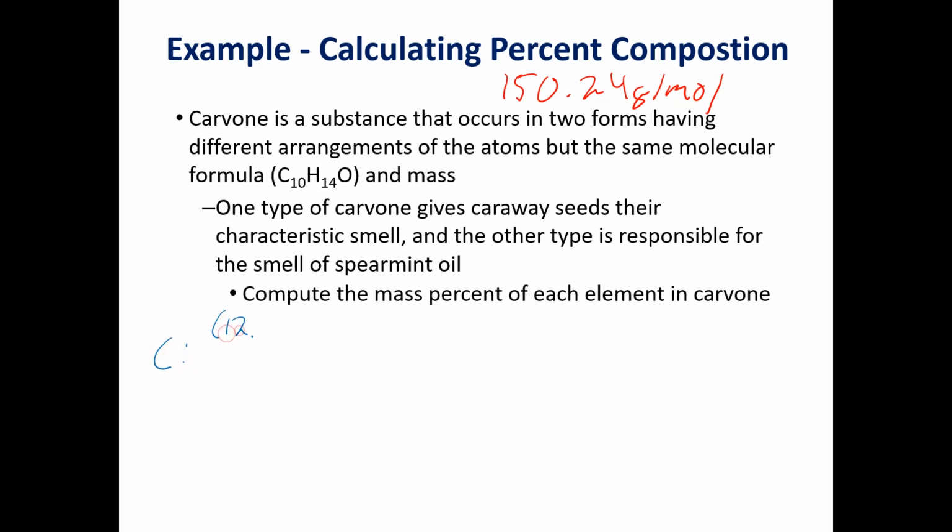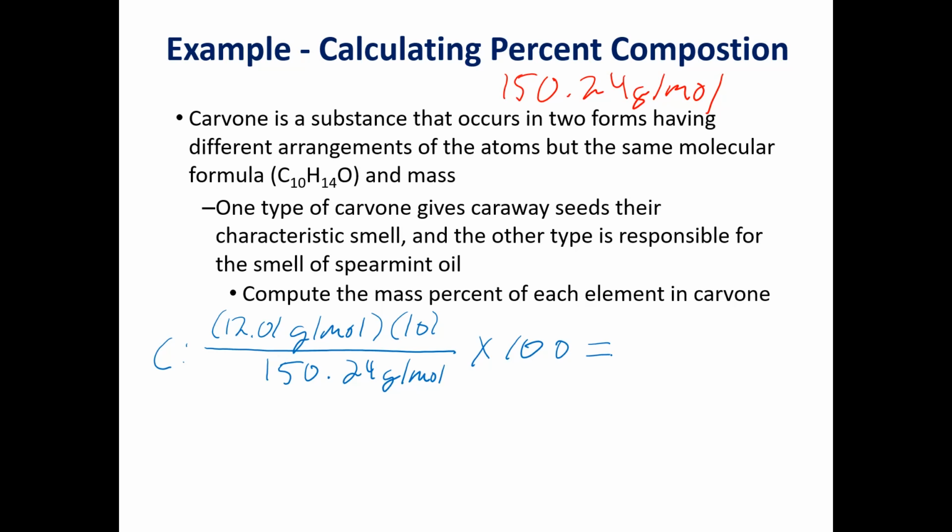For example, if we take carbon, we know it has a molar mass of 12.01 grams per mole, and there are 10 carbons in each molecule of carvone, and we divide that by the molar mass of carvone. So you're going to take 12.01 times 10 and divide that by 150.24, and then multiply the answer you get by 100.